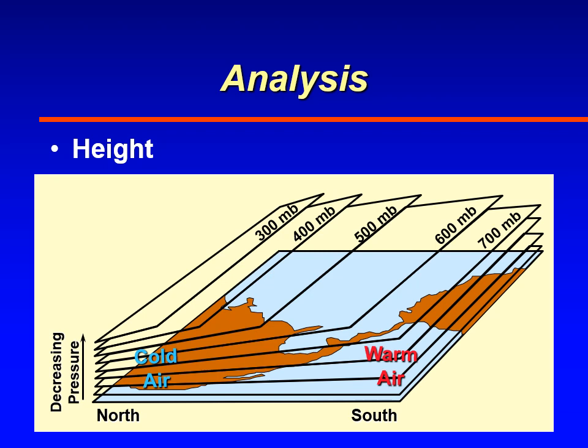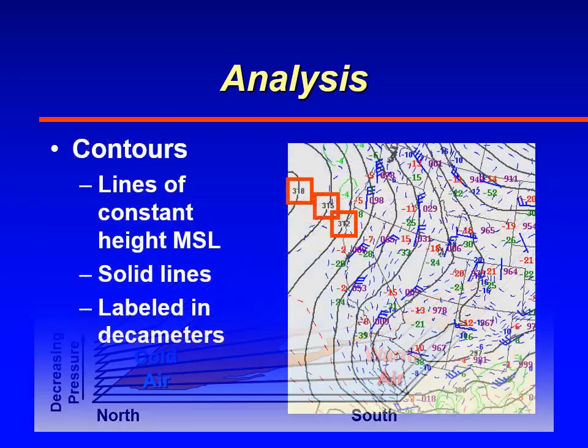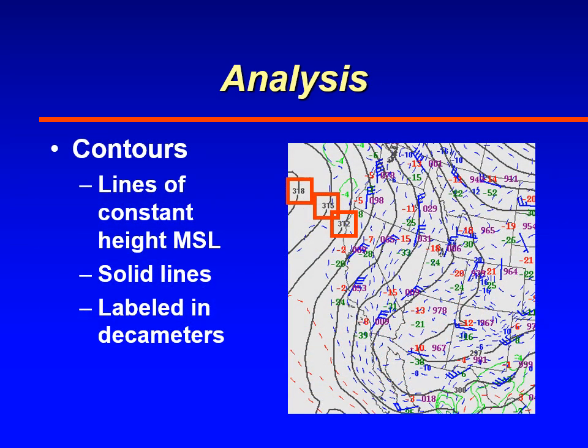Generally speaking, as you move towards the North Pole, the air gets colder, so the pressure surfaces are closer together, and they slope down towards the North Pole. At the equator, the temperatures are warmer, so as a result, the pressure surfaces are farther apart. So that produces a sloping pressure surface from the equator to the North Pole. And we do an analysis of these heights on a constant pressure chart, and when we draw lines of constant height on a constant pressure chart, we call those contours.